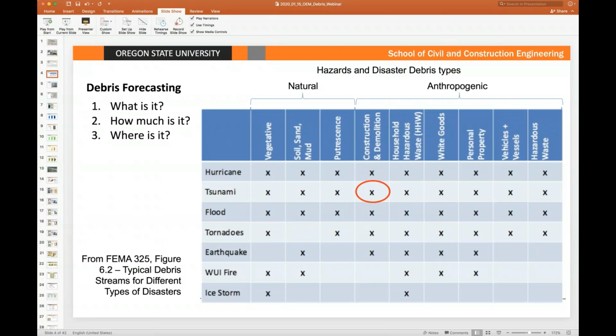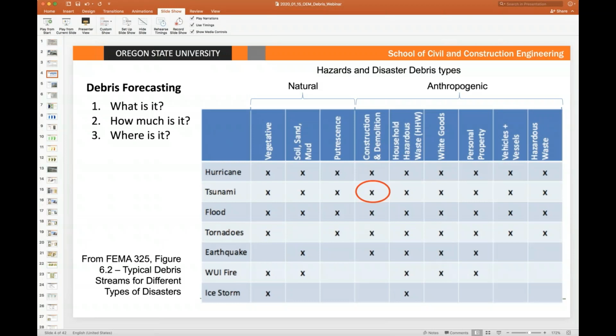Things like, the picture on the first slide shows a lot of construction demolition debris. So those are broken up wood frame houses, for example. Household and hazardous waste is also treated separately because it has to be disposed of differently. White goods are things that are often made out of steel and can be separated with electromagnets. These are washers, dryers, that kind of stuff. And then vehicles and vessels, hazardous waste. So these are all different types of debris that have to be considered in a debris plan.